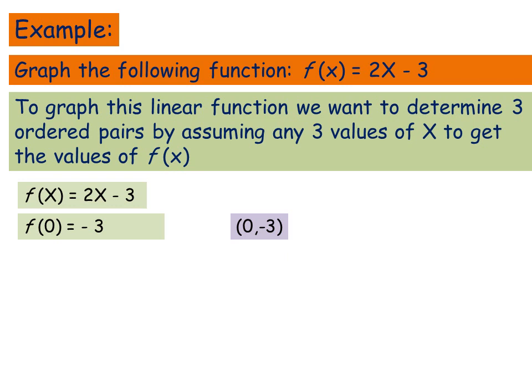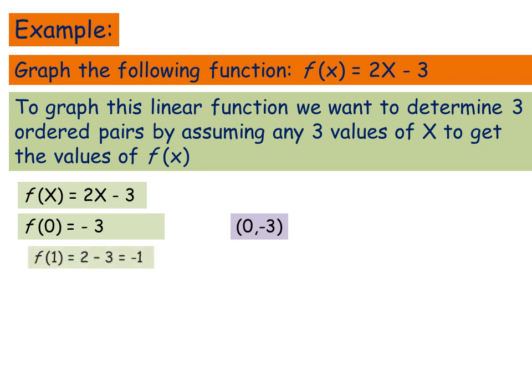Just assuming any values of x and find its image. So you will have your ordered pairs to locate on the graph paper and then connect between these ordered pairs. You will have a straight line representing the linear function.